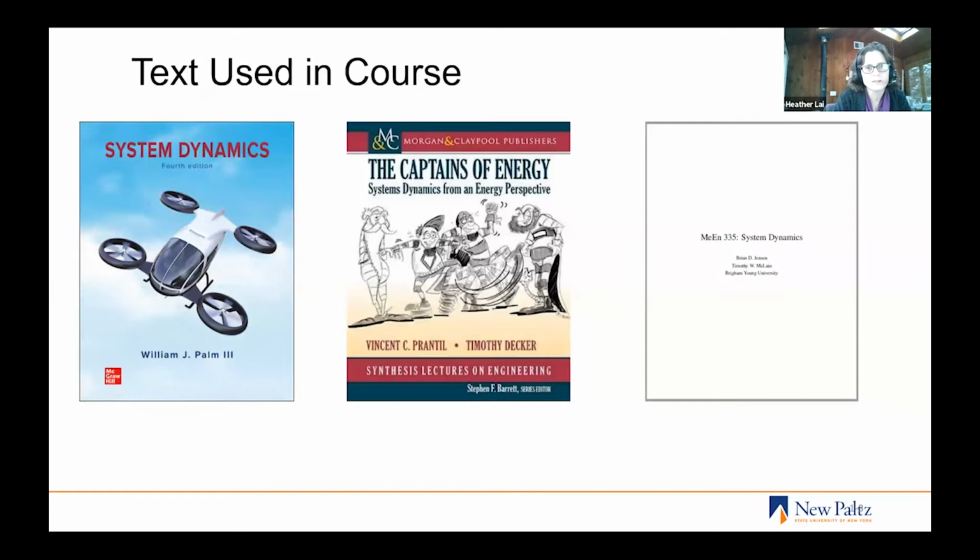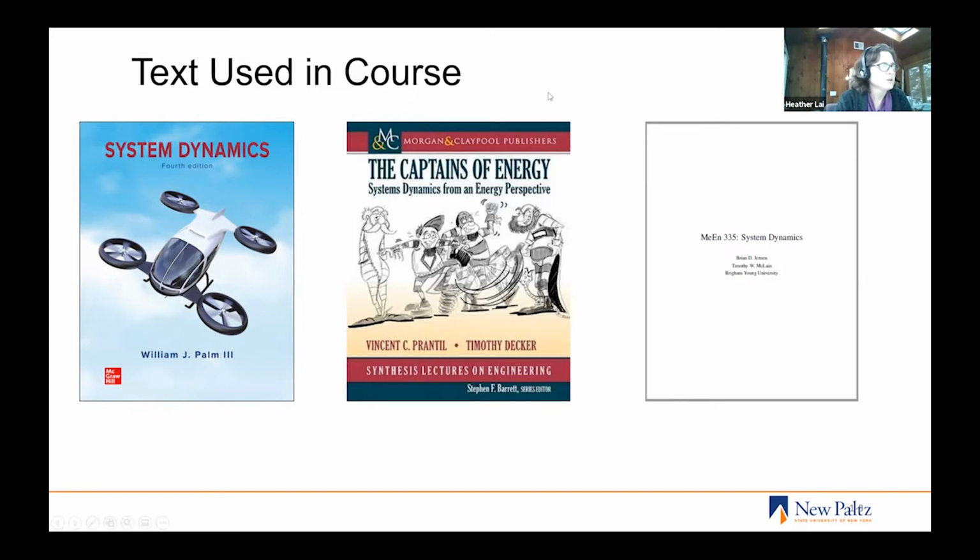So this class formally uses this textbook here, System Dynamics. That's the required textbook. They access it through McGraw-Hill's online platform. So they've got readings and activities and questions through that. So we use that quite a bit.